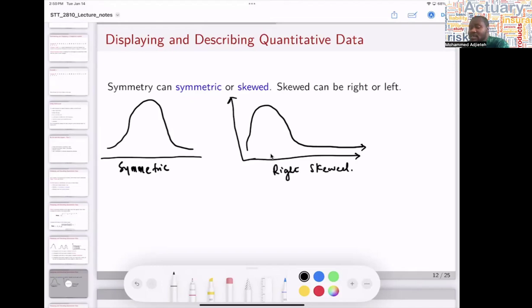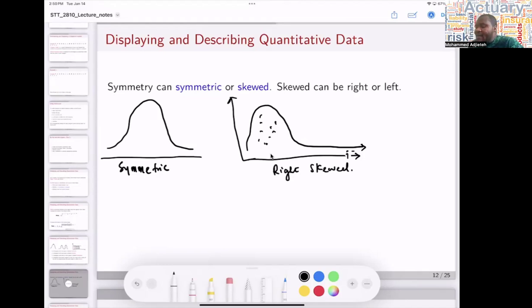So this right skewed, an example of that is income data sets. What this means is that the majority of the people are here. And then say Elon Musk and Jeff Bezos, they are somewhere here. So you see, they are far away from the rest of the people.